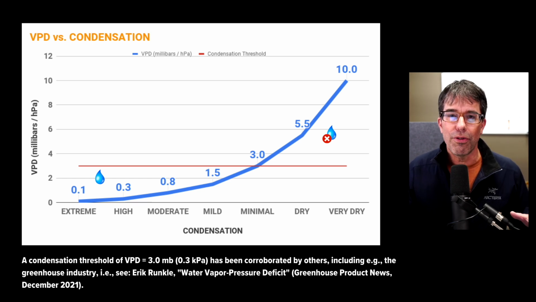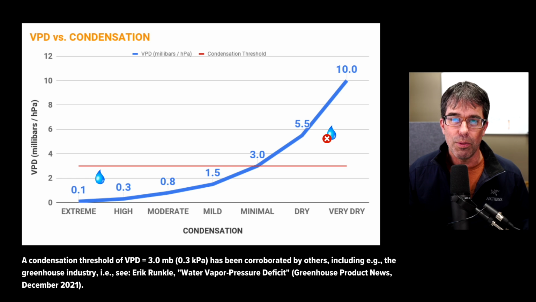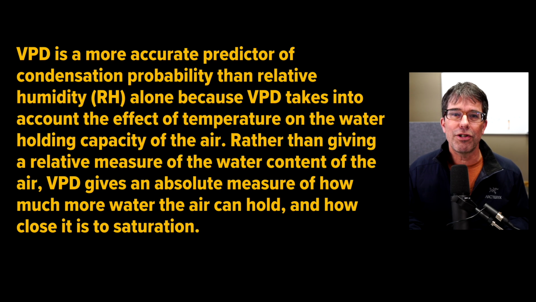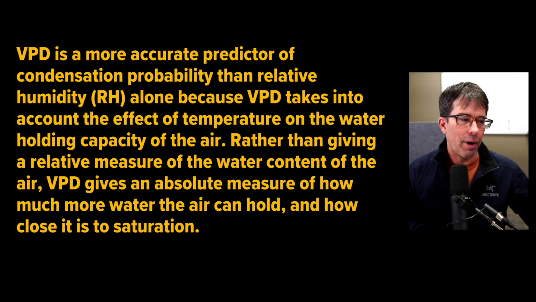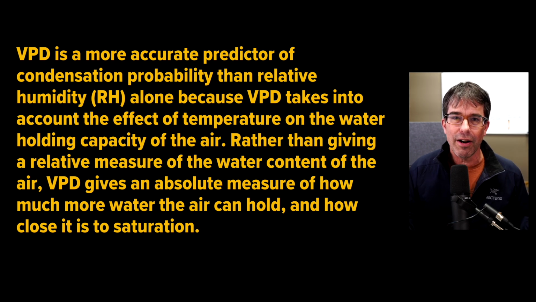This vapor pressure differential threshold has been corroborated in other fields as well. I put a reference down at the bottom so you can see how greenhouse scientists relate the performance of transpiration and condensation and evaporation in plants in a greenhouse to various levels of vapor pressure differentials. In short, vapor pressure differential is a more accurate predictor of condensation probability than relative humidity alone, because vapor pressure differential takes into account the effect of temperature on the water holding capacity of the air. So rather than giving a relative measure of the water content of the air, vapor pressure differential gives an absolute measure of how much more water the air can hold and how close it is to saturation.